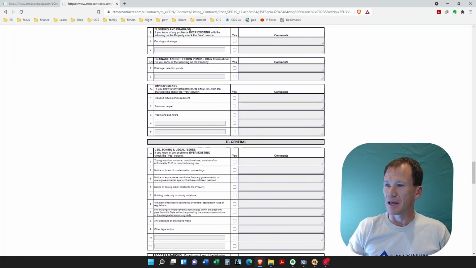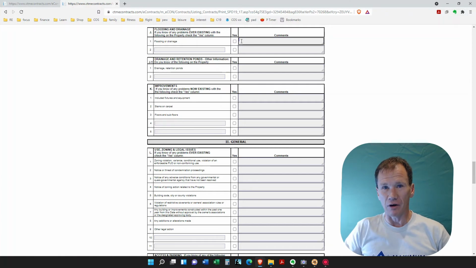Flooding and drainage. Any problems ever existing with the following on the property, check yes. Flooding or drainage, ever existing. So now we're back to, has this ever happened? Example, in a new home community here in Colorado Springs, back in 2014, there was some major flooding that came off of a neighboring property during just a freak storm.